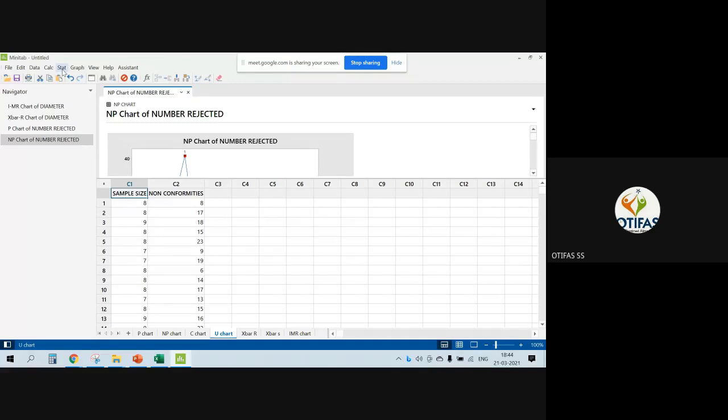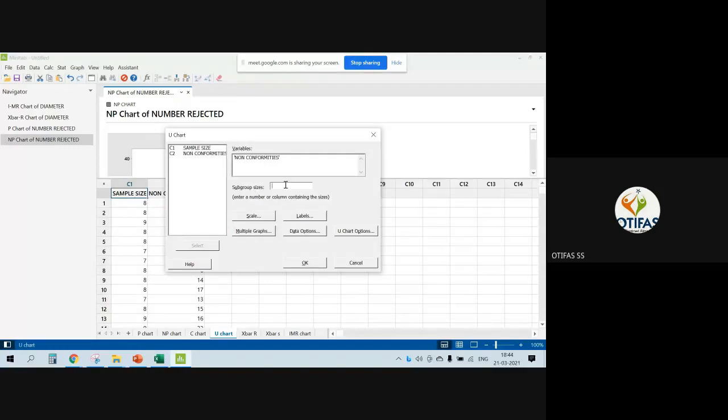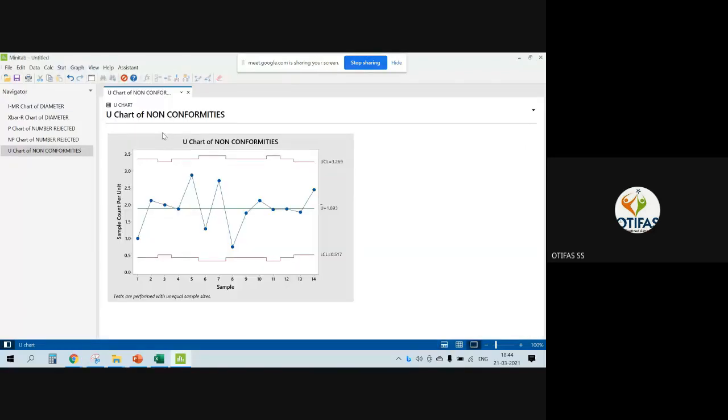U chart and P chart look similar with the zigzag lines. Again, you put your sample, and then go to see this chart. So, is this in control? Yes. The process is controlled. So whatever variation is happening is because of natural variation, natural causes. There is no assignable cause. There is no special cause for this.